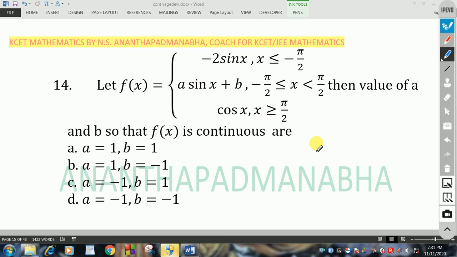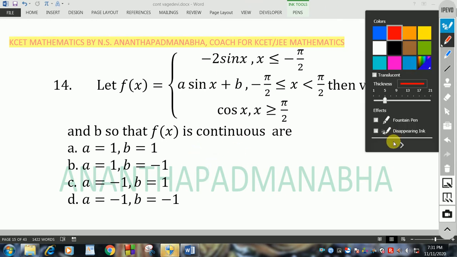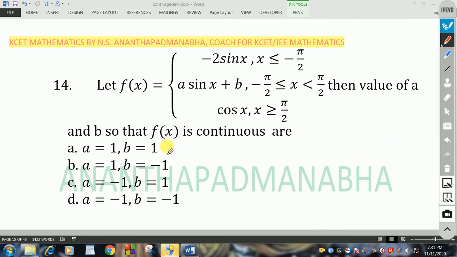So now what we will do is, we will consider the left hand limit and right hand limit of the function at x is equal to pi by 2 and minus pi by 2 separately. First I will take the left hand limit. Left hand limit at x is equal to pi by 2, that is limit as x tends to pi by 2 minus. Here, less than pi by 2, a sin x plus b.